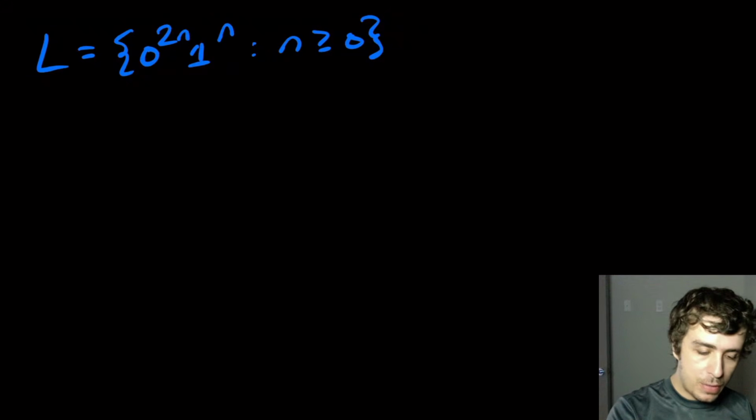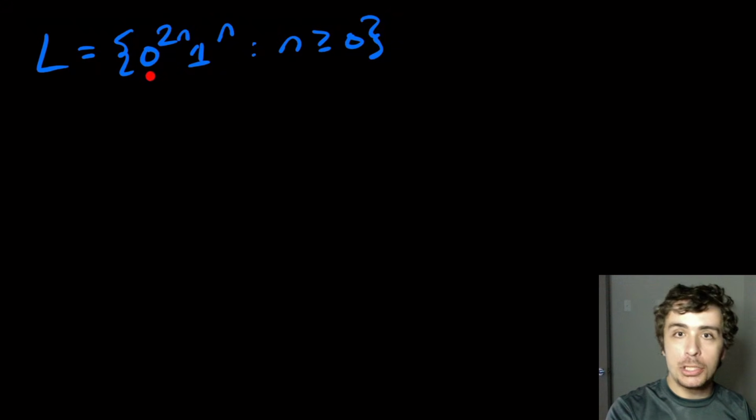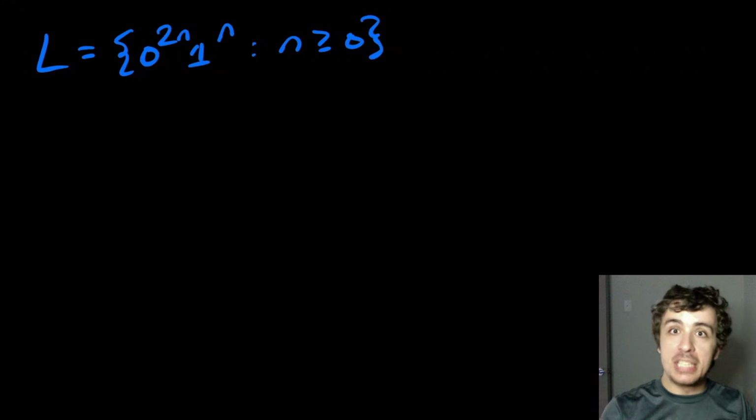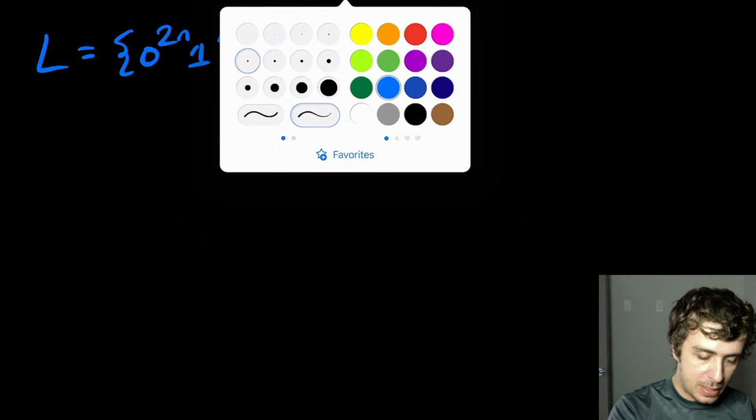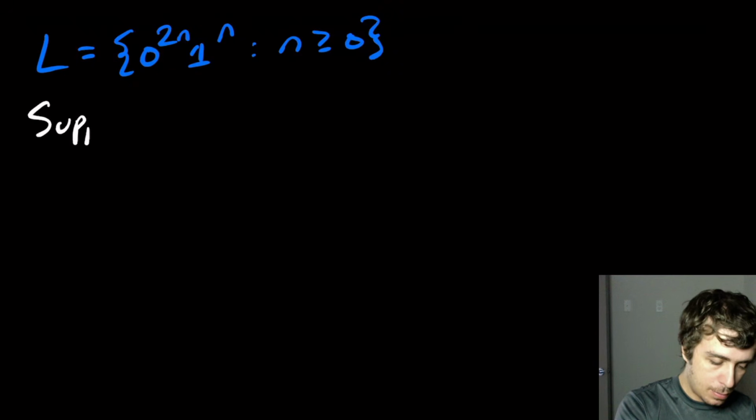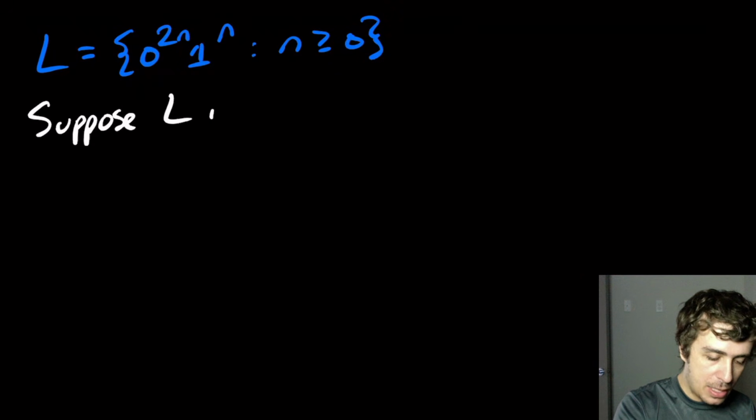Okay, so I want to prove that this language, which is the set of all strings of the form 0^(2n) 1^n, where n is at least 0, is not regular. So here we'll use a standard pumping lemma proof technique. So let's suppose that L is regular.